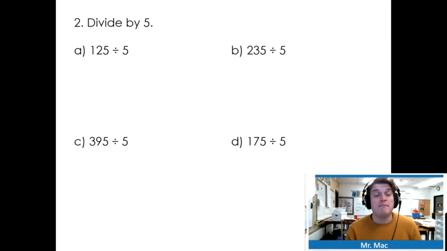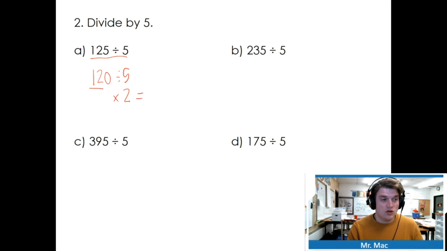Now, when we divide by 5, we need to multiply the tens by 2. Now, this is a tough number, but I know that 120 divided by 5 is a lot easier. 120 divided by 5 would be 12 times 2, which is 24. Then we just need to add one more group of 5, which would be 25.